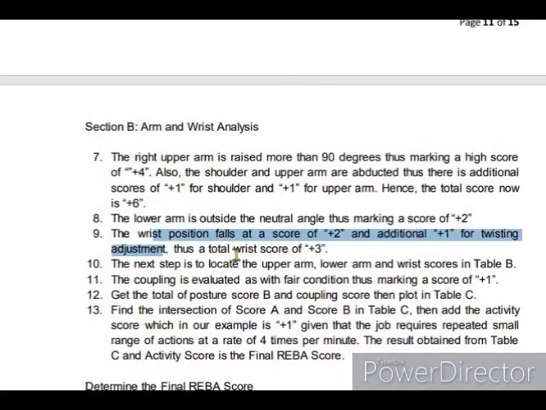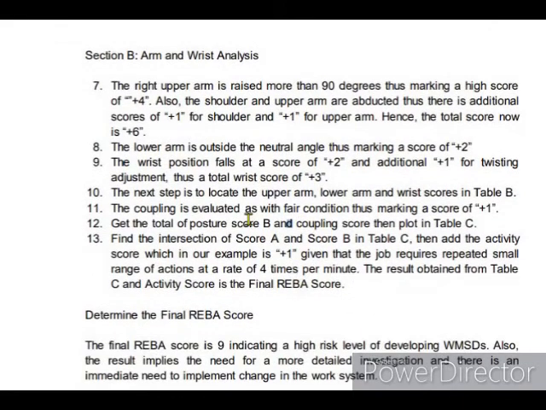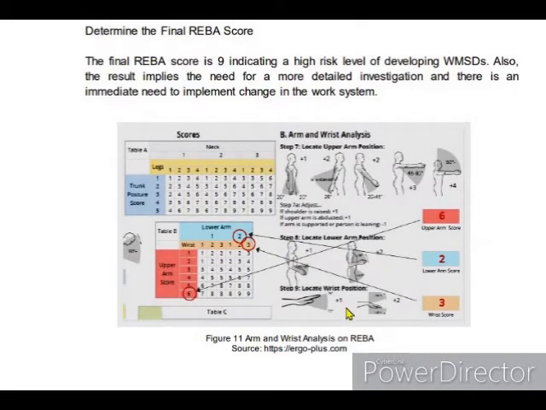So, next, the wrist position falls at a score of plus 2. Okay? Bakit? Kasi, negligible lang naman yung paggalaw ng wrist doon. So, additional plus 1. So, may plus 1 kasi twisting, nagtitwist yung wrist. For the adjustment, yes, total niya ay 3. So, the next step is to locate. So, ito guys, next step ulit. Ayan, ilalagay natin dito, sa arm and wrist.